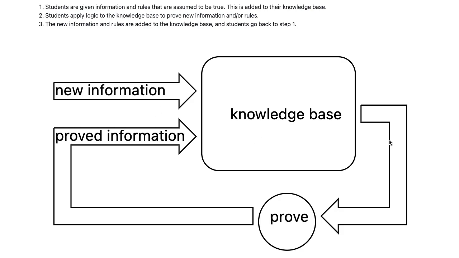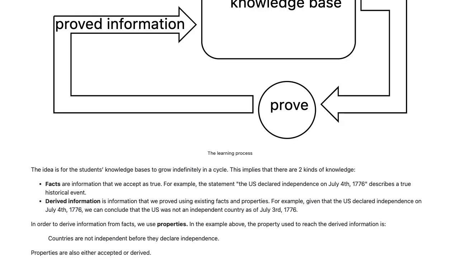The idea is for the students' knowledge bases to grow indefinitely in a cycle. This implies that there are 2 kinds of knowledge. Facts are information that we accept as true. For example, the statement, "The U.S. declared independence on July 4, 1776," describes a true historical event.